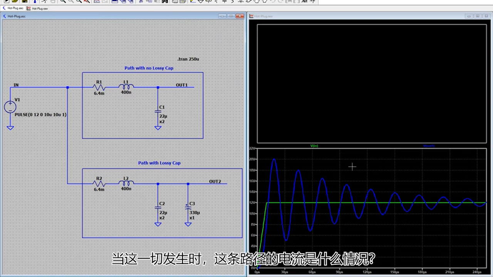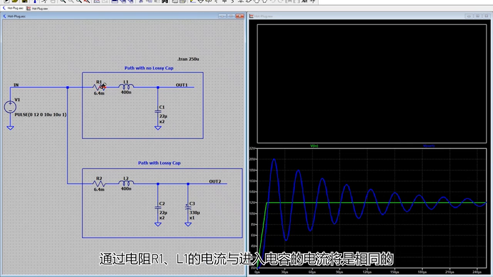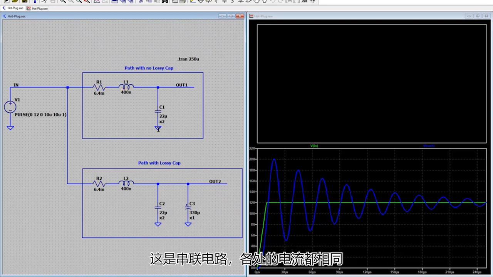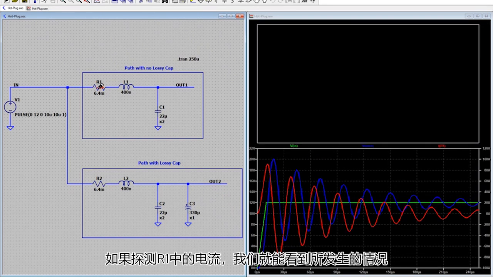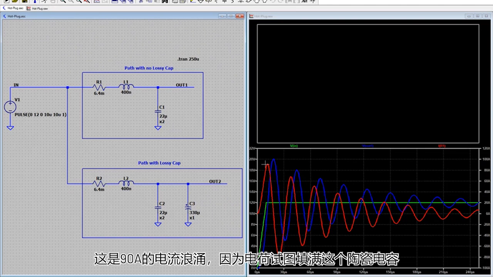The other thing we should probably look at is, what does the current look like in this path when this is all going on? So we can probe the current through the resistor. The current is going to be the same through this resistor, R1, L1, and into the capacitor. So since that's in series, the current's the same everywhere. If we probe the current in R1, we can see what happens. And we see that it rises up, and it rises up to almost 90 amps. So there's a 90 amp current surge because it's trying to fill up this ceramic capacitor.